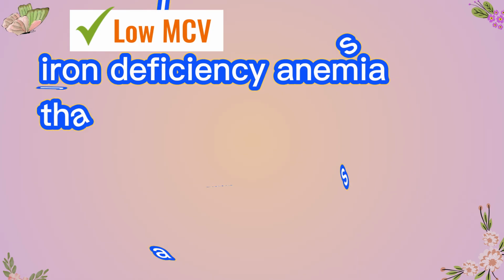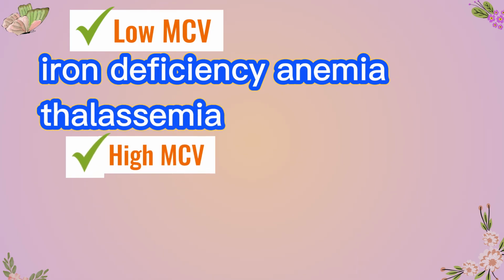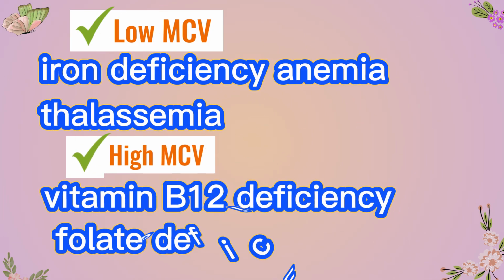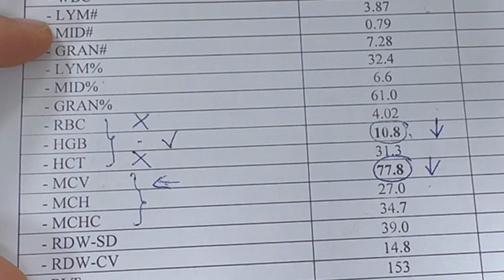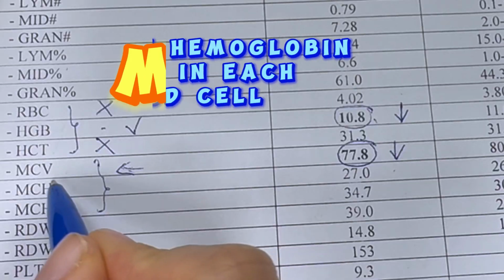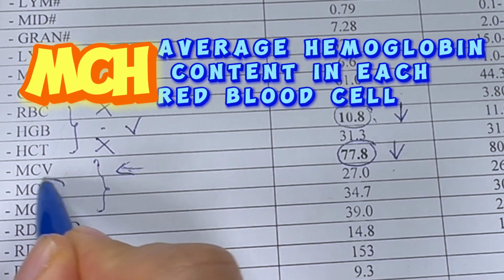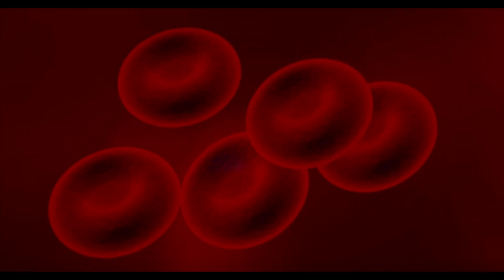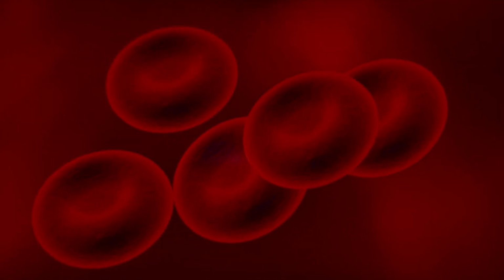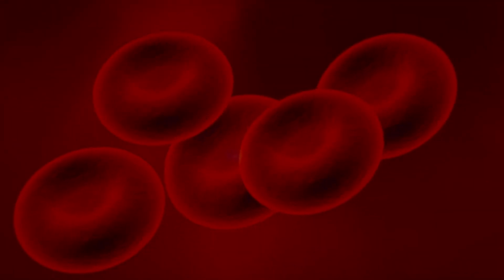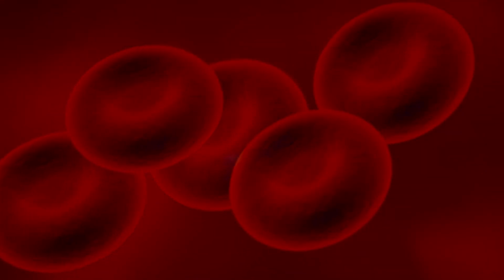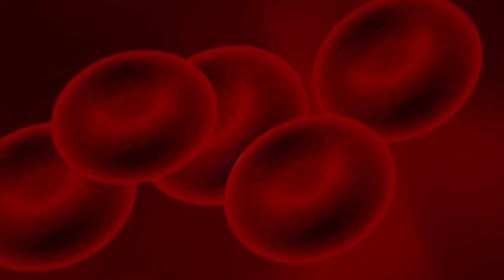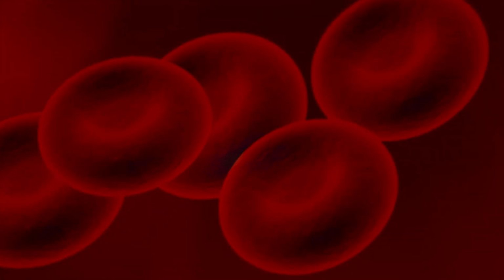Low MCV is seen in iron deficiency anemia and thalassemia. High MCV is seen in vitamin B12 or folate deficiency. Chronic disease anemia usually has normal or slightly low MCV. MCH is the average hemoglobin content in each red blood cell. Low MCH means hypochromic red blood cells. Normal MCH means normochromic red blood cells. High MCH has less standalone meaning and must be interpreted with MCV and MCHC.